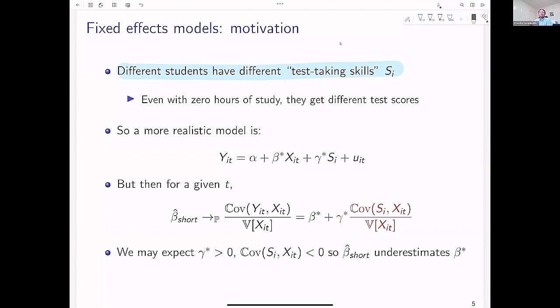So if we want to incorporate this idea of test-taking skills, we could think of a slightly more realistic or more complex model that could look like this.